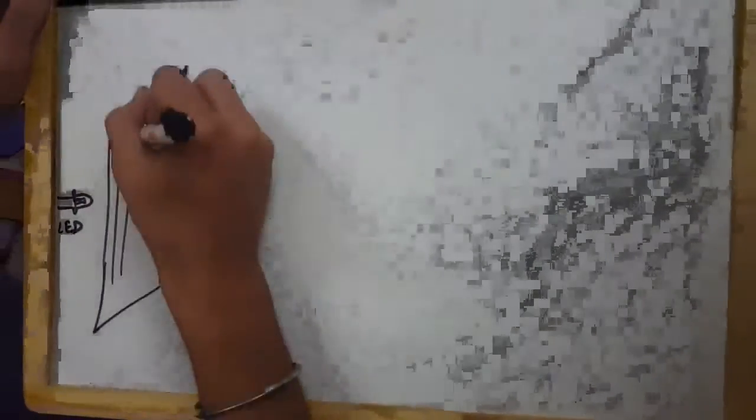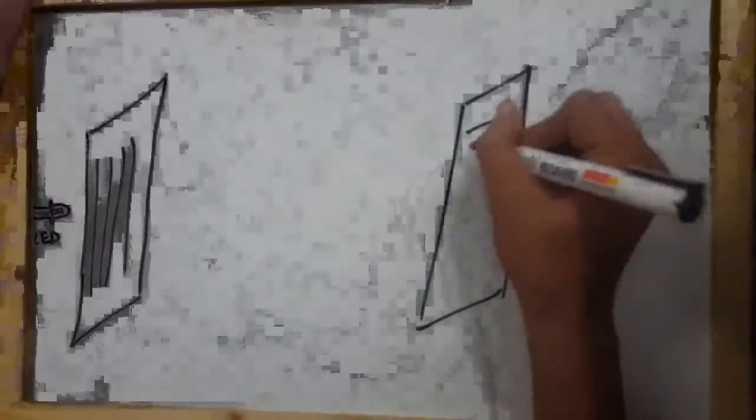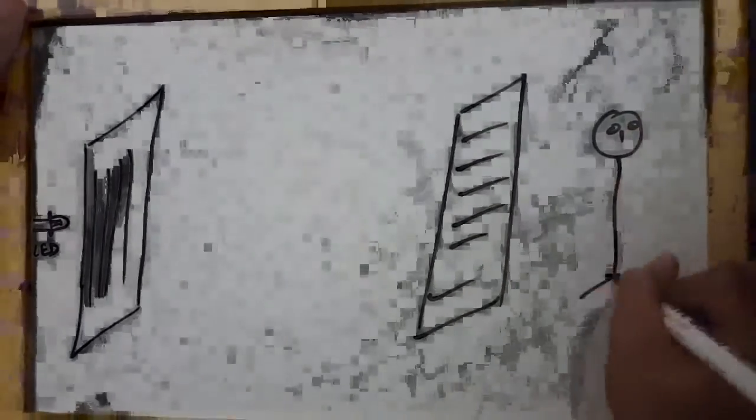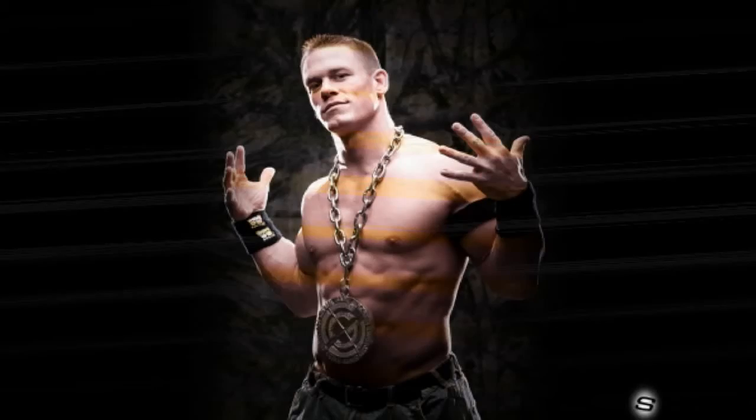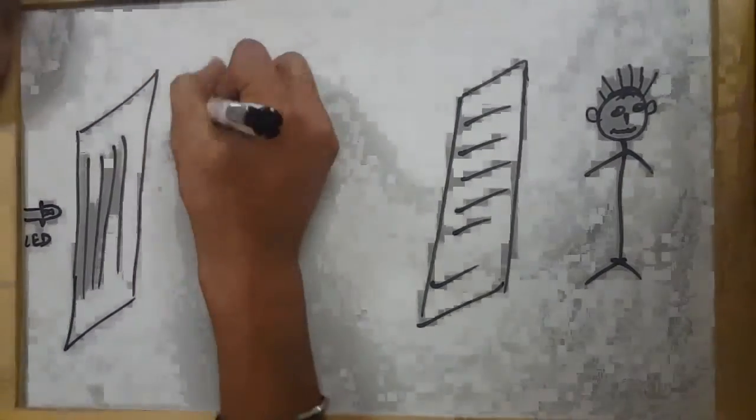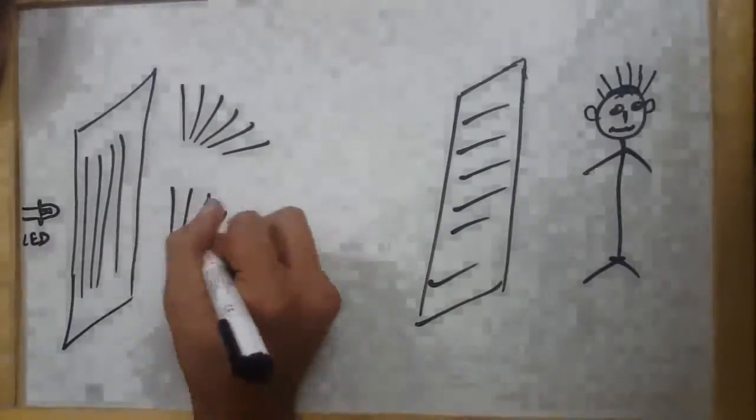Light generated from the LED first passes through a polarizer which polarizes it in the vertical direction, and then through a horizontal polarizer. Now most of you will be wondering that there will be no light coming out of the horizontal polarizer, according to Malus's law you studied in class 12 physics.